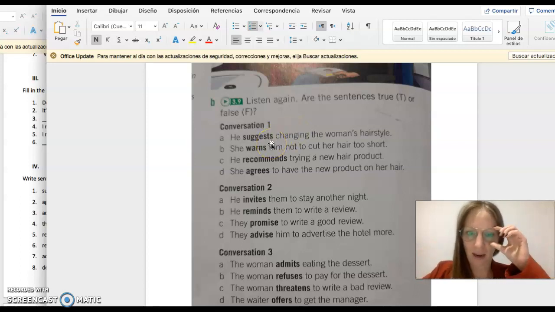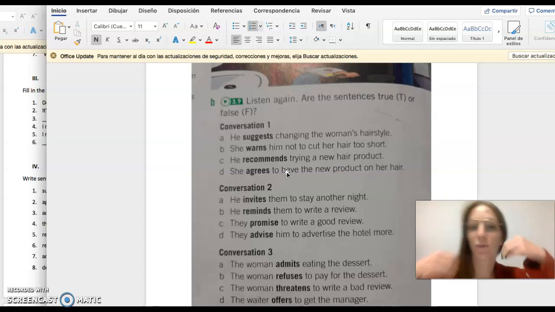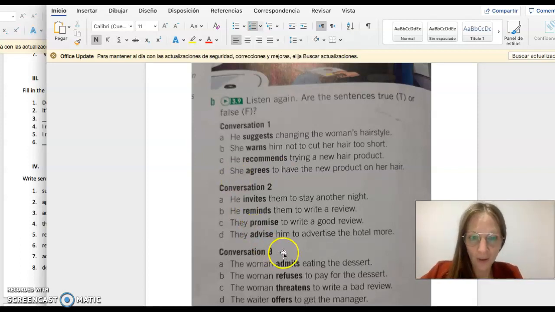And after recommends, we have a gerund. After agrees, we have an infinitive, okay? That's the learning objective. That's what we want you to learn in this part, that you can put those together well. And here's the object: they advise him or me or somebody, and then the infinitive, okay?